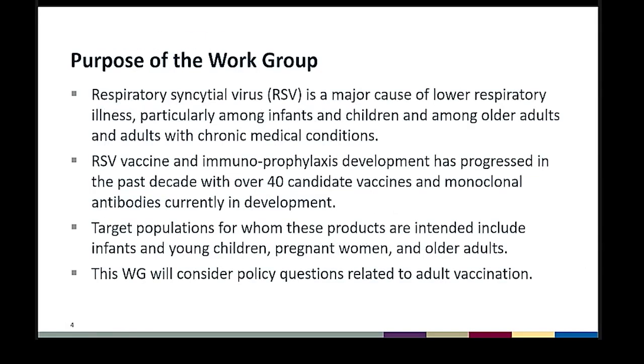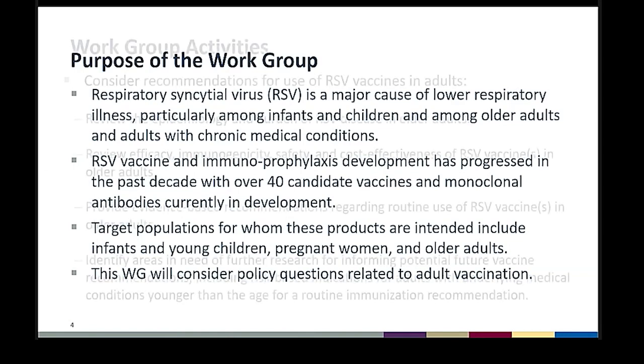The purpose of the work group is that first, RSV is a major cause of lower respiratory illness, particularly among infants and children and among older adults and adults with chronic medical conditions. RSV vaccine and immunoprophylaxis development has progressed in the past decade with over 40 candidate vaccines and monoclonal antibodies currently in development. Target populations for whom these products are intended include infants and young children, pregnant women, and older adults. This work group will consider policy questions related to adult vaccination. Next slide, please.